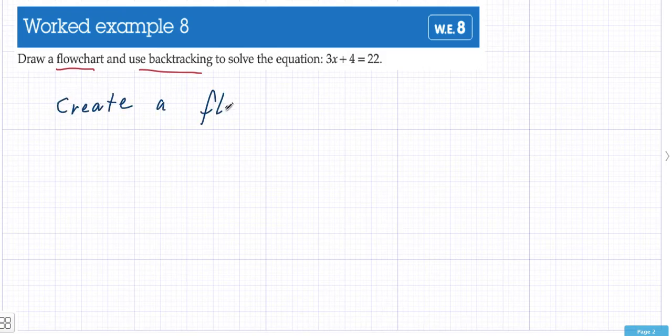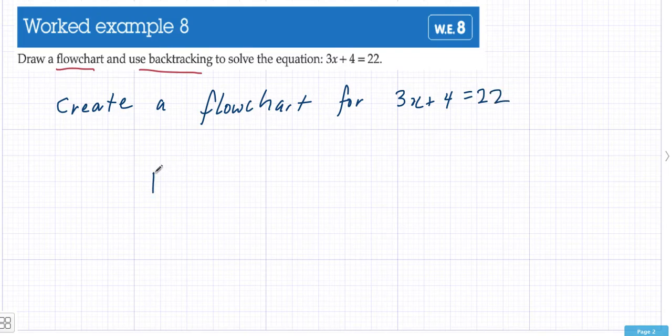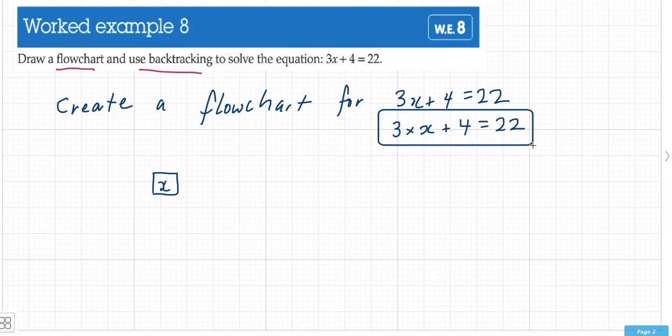Create a flowchart for 3x plus 4 equals 22. So what we need is a box for x. We need to look at what's happening here to x. Some of you might prefer to write this out properly or fully with the multiply sign. Okay, I'll put a box around that. This is the equation we're looking at.